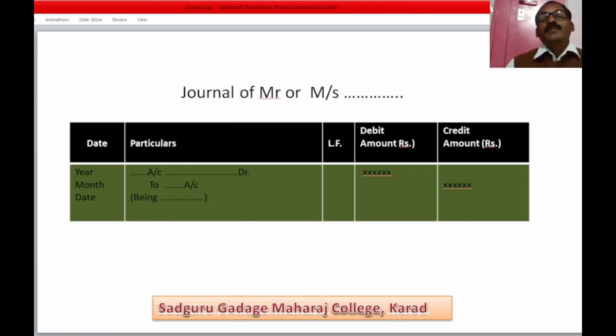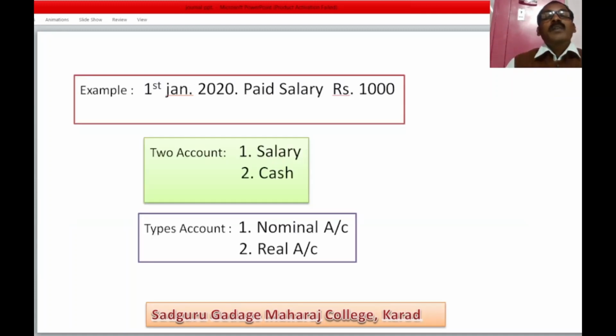Then LF. LF means ledger folio, the page number of the ledger. In this column, no figure or word is recorded, so it is a blank column. Then the debit amount column: the amount of the account which is debited is recorded here. And in the credit column, the credited account's amount is recorded. We will see the following example of how to journalize in the books of account.